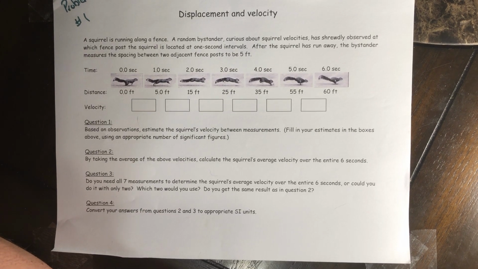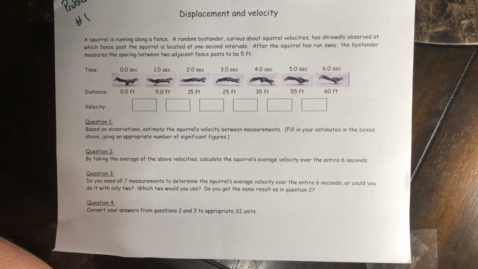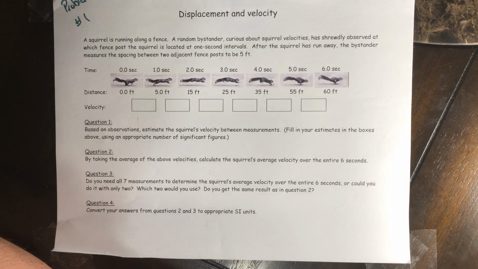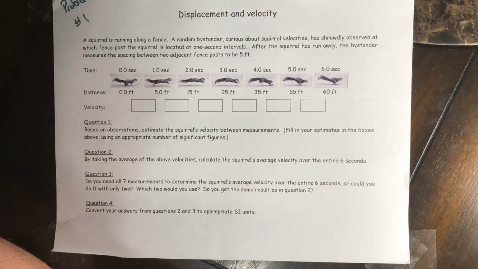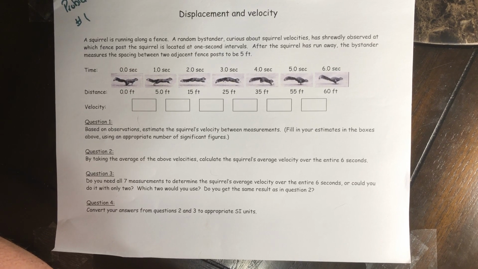All right, we see that after 1 second, the squirrel's got 5 feet away. After 2 seconds, he's 15 feet away. 3 seconds, he's 25. 4 seconds, he's 35 feet away. 5 seconds, he's 55. And at 6 seconds, he's 60 feet away, and we can't really see him past then.